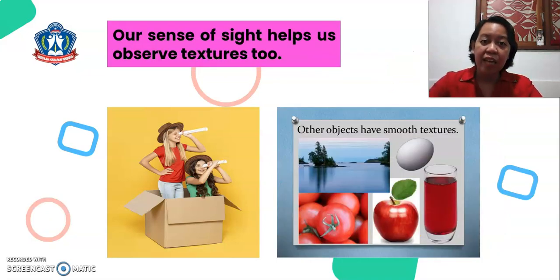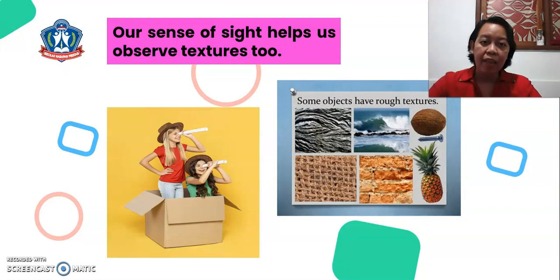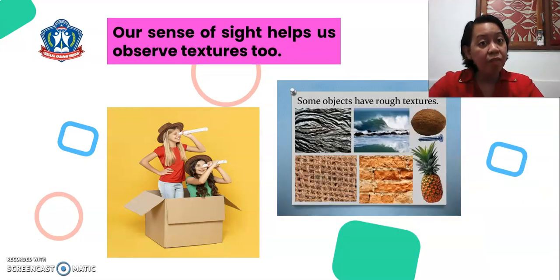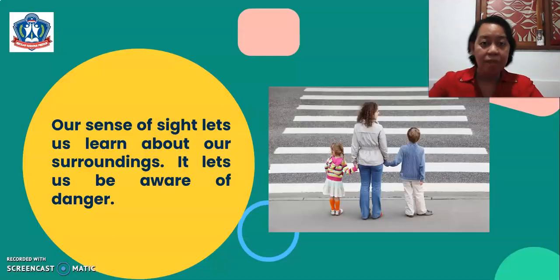Our sense of sight helps us observe textures too. Here is a picture of an example of objects that have smooth textures. And this one has rough textures. So can you name all the objects here that have smooth textures and rough textures? That will be your homework.